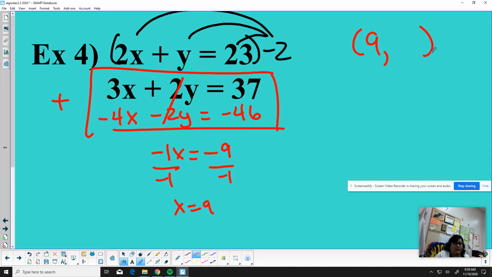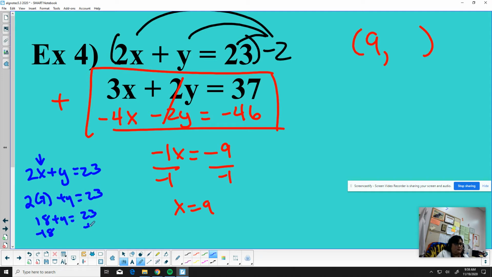So I've got half the answer. So then I take the 9 and I plug it in. It doesn't matter whether into the original 2 or the one I came up with. I'm going to do the original one. So 2x plus y equals 23. That's where I'm plugging it in, putting the 9 right there. 2 times 9 plus y equals 23. That's 18 plus y equals 23. So if I subtract 23 minus 18, I think that's 5. Let's make sure. Yep. So my answer is 9, 5.